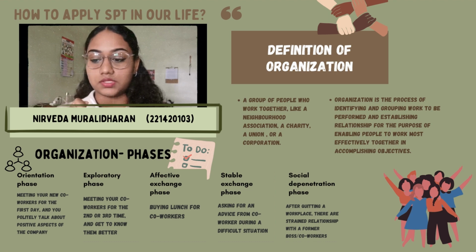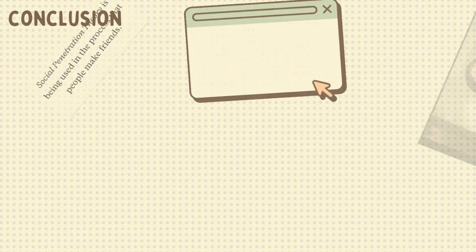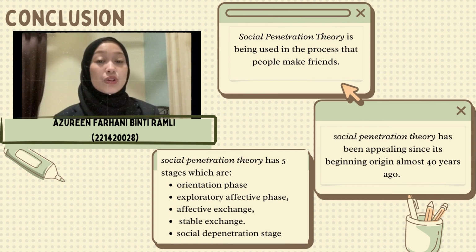And the last one is the social depenetration phase. For example, after quitting a workplace, there is a strained relationship with a former boss or co-workers. Okay, so as for the conclusion, we all can agree that social penetration theory is used in the process of people making new friends or forming new bonds.